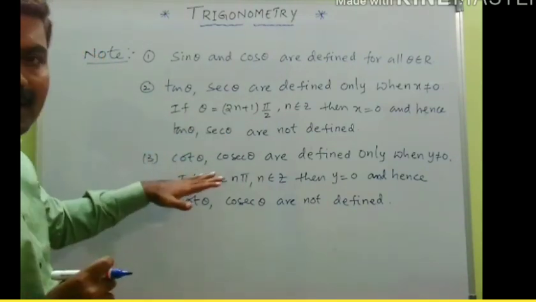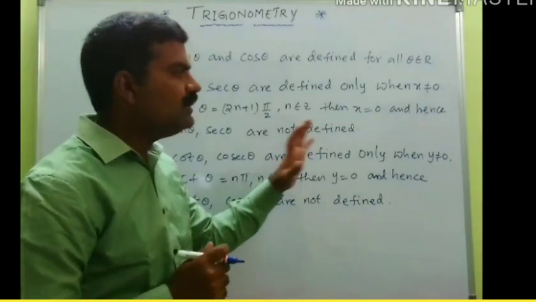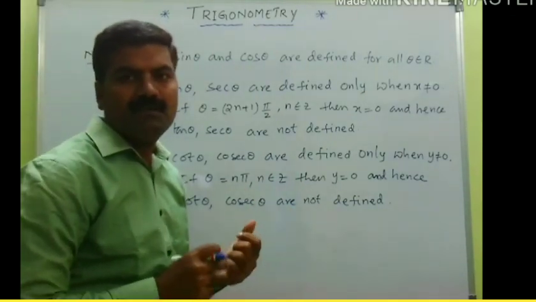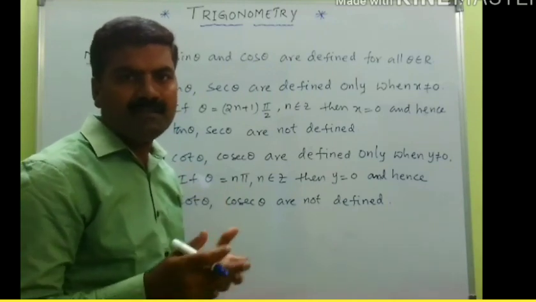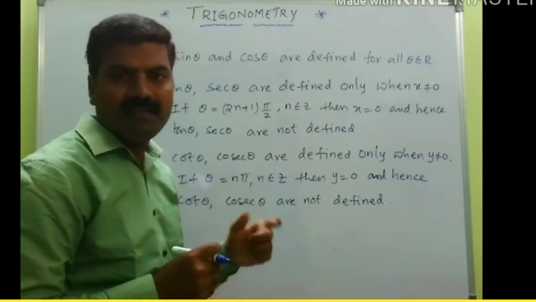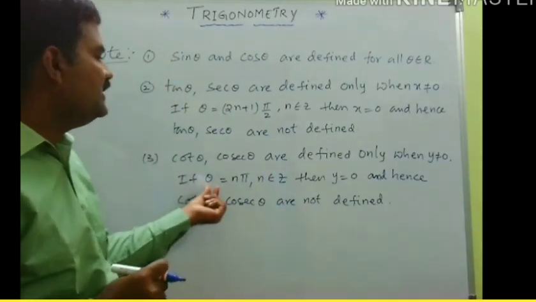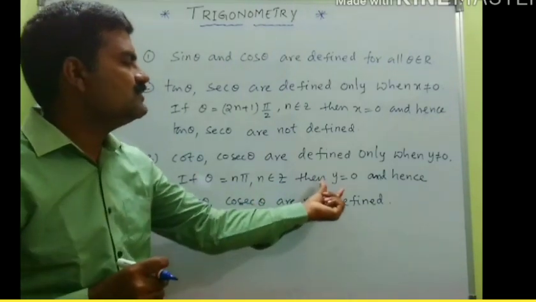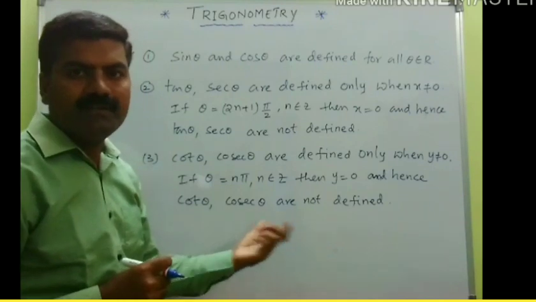Similarly, cot theta and cosecant theta are defined only when y is not equal to 0. Earlier we discussed x and y, the length of AB and the length of BC. That is what I am talking about here. So if theta is equal to n pi, n belongs to Z, then y is equal to 0. Hence cot theta and cosecant theta are not defined.